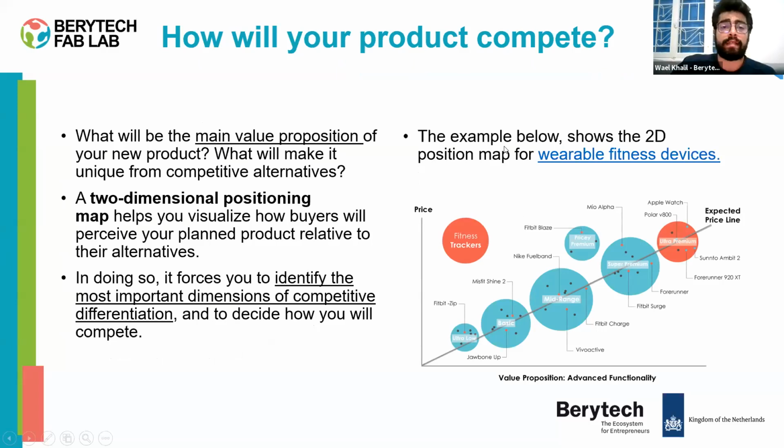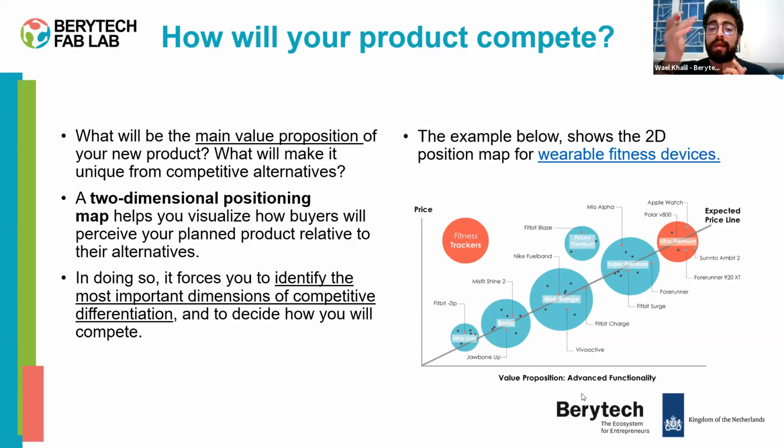So mainly, this is a good example. If you see the picture on the right, hopefully you can see it. It represents an example of a new wearable fitness device. If we want to release a new wearable, a new Apple Watch or a new Fitbit, we have to check how this product competes. So the best way to check how your product competes is by using a value, or a 2-dimensional positioning map like this one.